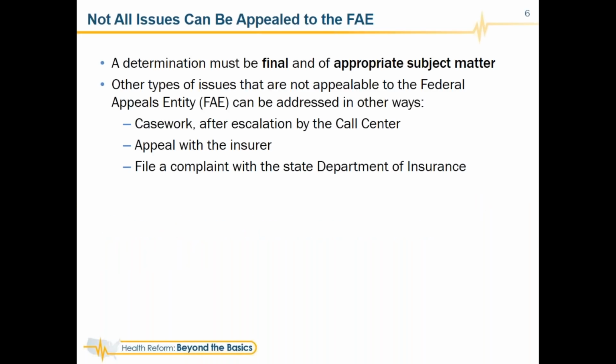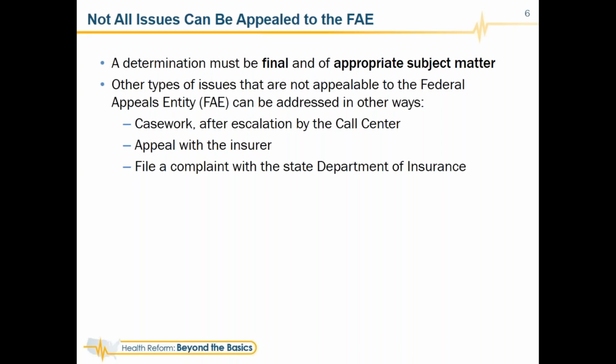So not all issues can be appealed to the federal appeals entity. The first and probably the most important facet to recognize is that a determination must be final. Any interim or temporary eligibility determinations are not appealable until they become final.